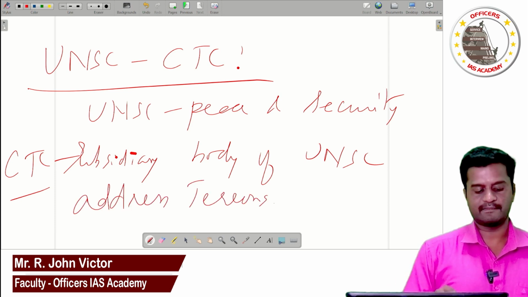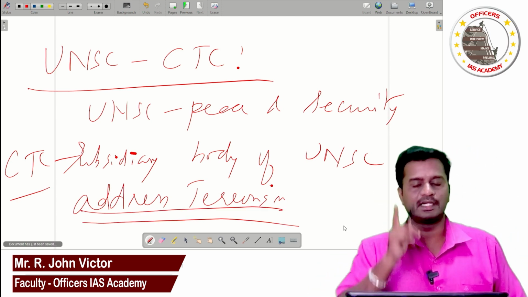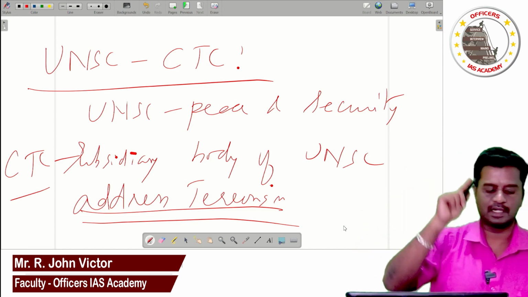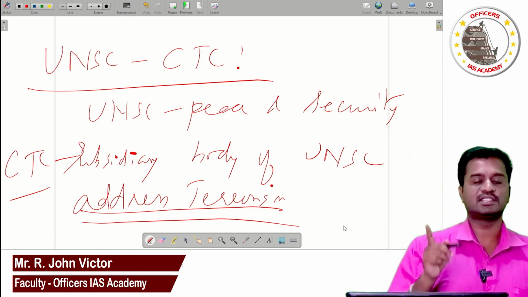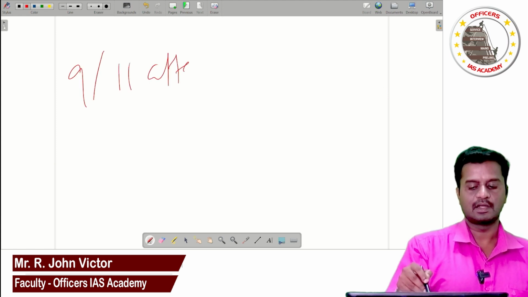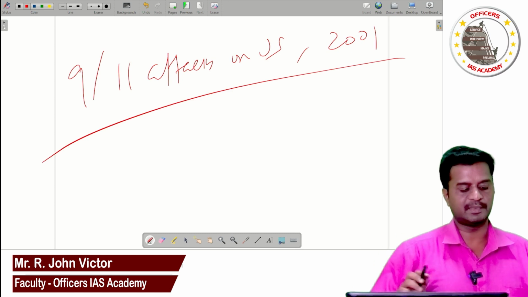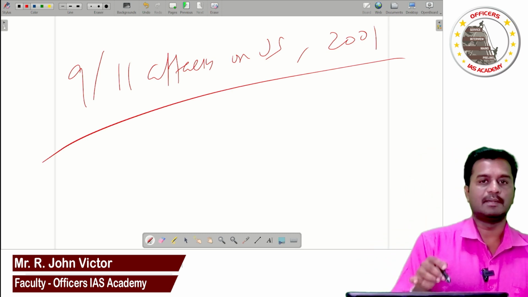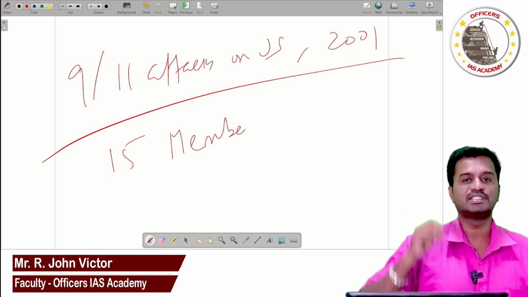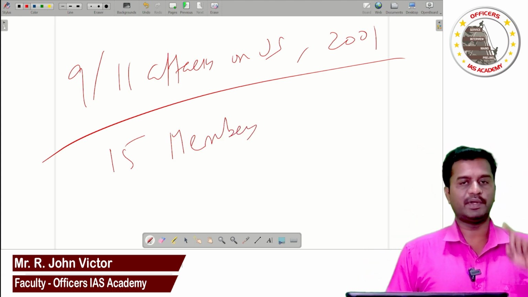UNSC CTC, its mandate or authority. Mandate includes objectives, responsibility and authority. So it has to tackle terrorism. UNSC CTC was established after the 9/11 attacks on US, which happened in 2001. You can briefly mention the membership of UNSC is 15. Mention it. Then write about the duties of the UNSC CTC.